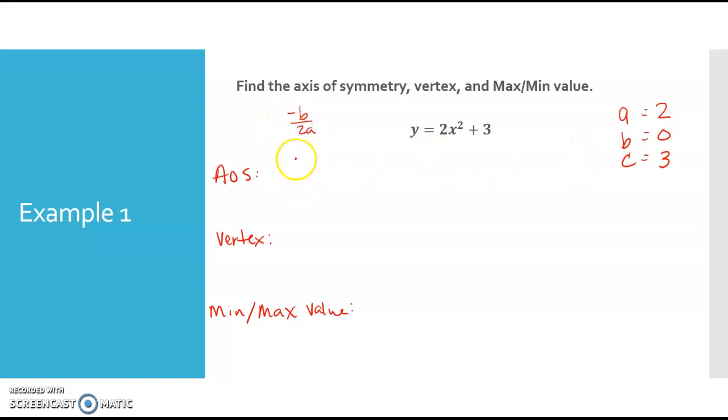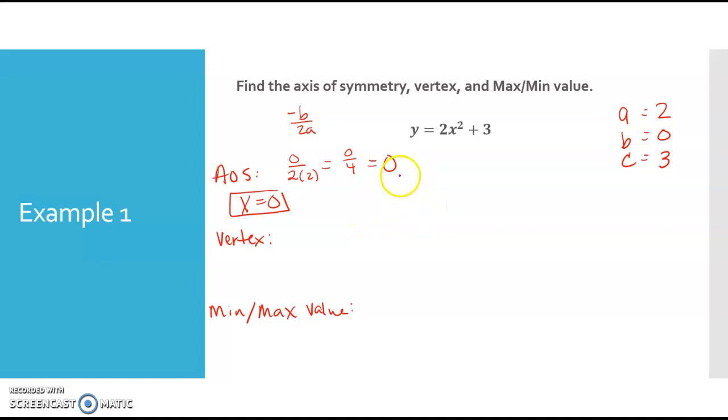Well, opposite of B is 0. So I have 0 over 2 times 2. Doesn't matter that this is 4. I mean, we can write it 0 over 4. But 0 divided by anything is 0. So my answer is, for axis of symmetry, x equals 0. And it has to have the x because we've got to write that equation.